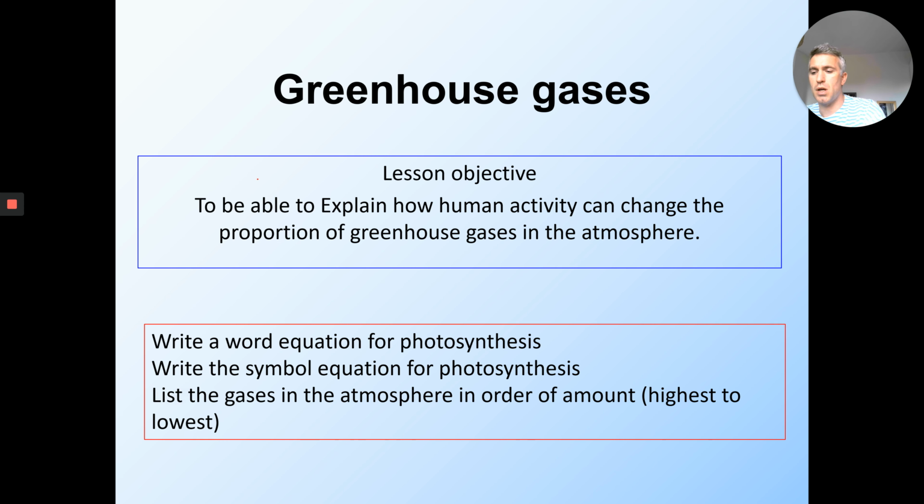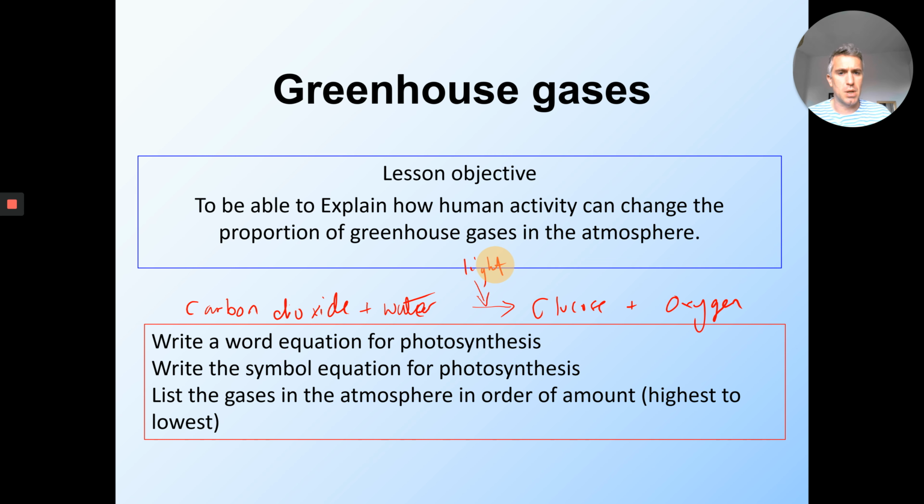The word equation for photosynthesis is carbon dioxide plus water, so I do need water, arrow, becomes glucose plus oxygen. You could add light here if you would like to.